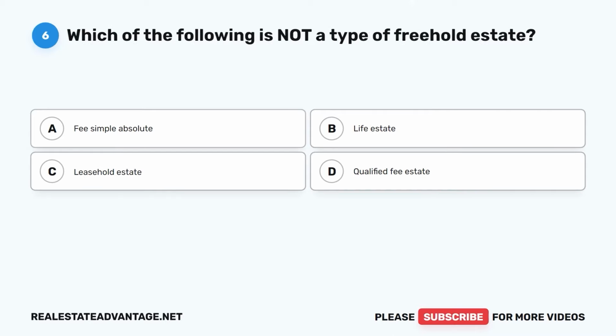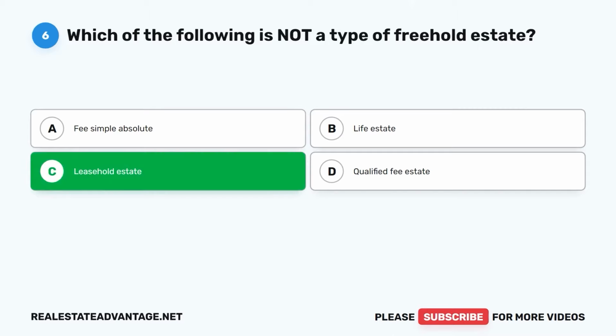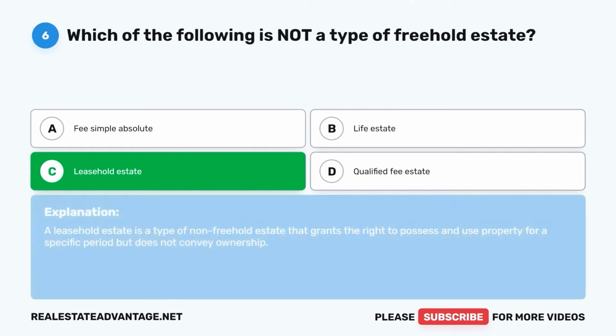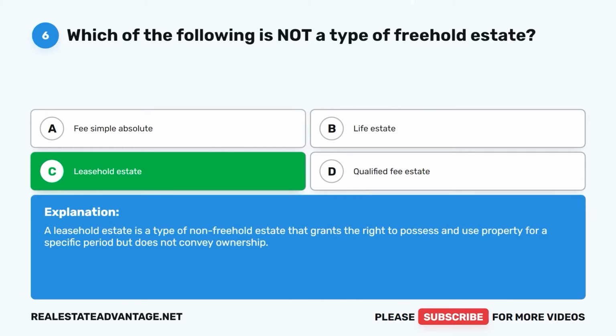Question 6. Which of the following is not a type of freehold estate? A. Fee simple absolute. B. Life estate. C. Leasehold estate. D. Qualified fee estate. The correct answer is C. Leasehold estate. A leasehold estate is a type of non-freehold estate that grants the right to possess and use property for a specific period, but does not convey ownership.